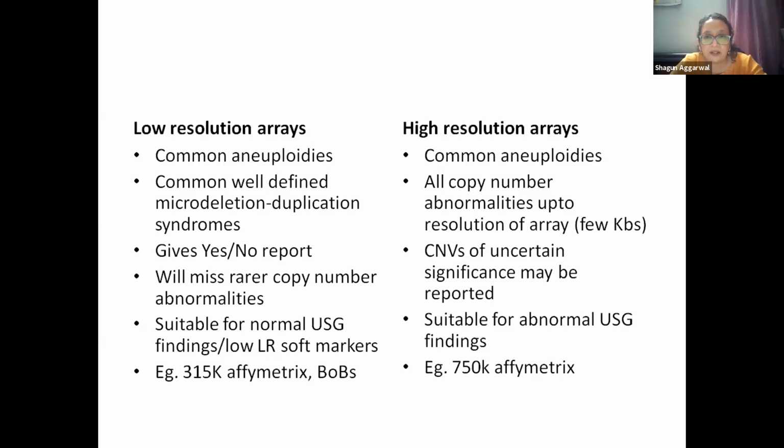Whereas a high-resolution array would look much deeper. So it could even look for other previously unknown copy number abnormalities. So its resolution is really high, but once the resolution increases, you could end up with a copy number variation of uncertain significance, and this can cause problems in counseling and decision making. So usually it's better to do a low resolution array if you have a normal scan or just some soft markers, and these are usually some of the common ones available in the market. But if you have abnormal ultrasound findings, significant structural abnormalities, it is better to do a high resolution array, because you could be looking at some new condition, and this would be missed on a low resolution array.